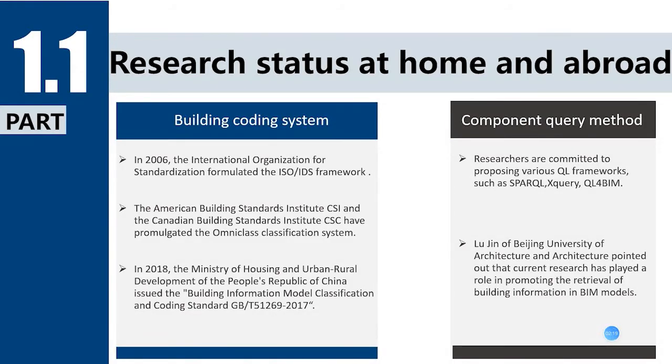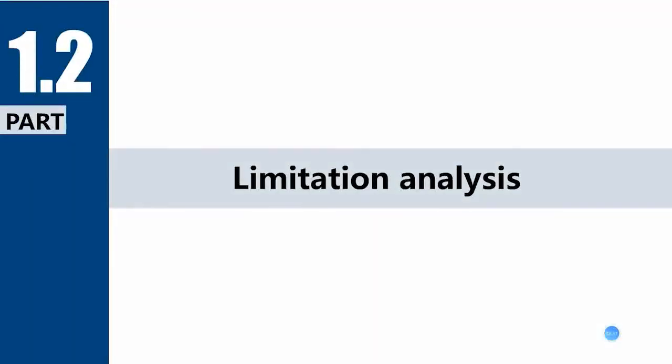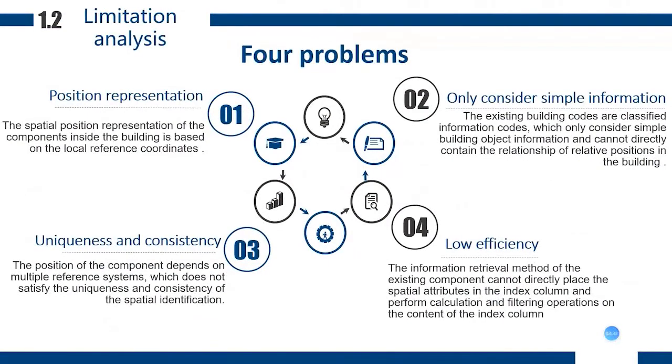GB/T 51269-2011, and then there are 4 problems. The first is position representation. The spatial position representation of the components inside the building is based on the local reference coordinates.